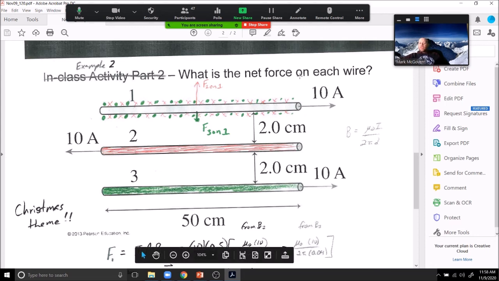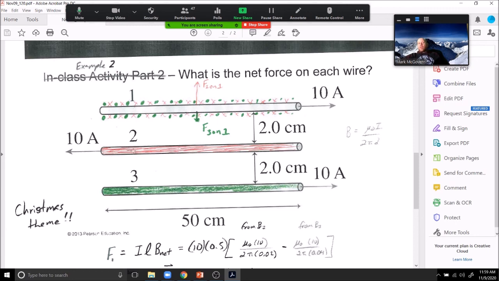Now, I want the force on each wire. So I'm going to do first the wire on the top. If I'm going to do the wire on the top, I have to know what kind of magnetic fields are present to produce a force. There are two wires below it. Those two wires are going to produce two different magnetic fields that will exert a force on the wire. So I've color-coded the second wire red, and the third wire I've color-coded to be green. So when I draw the fields up here, you can see the colors correspond to the wires they come from.